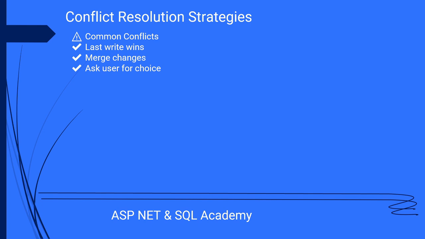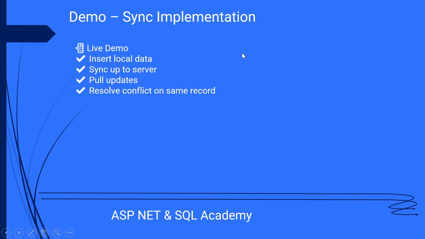When local and server data conflict, use a strategy like last write wins or prompt the user to decide. Let us run the project with the local insert, syncing up, pulling updates, and handling conflicting edits.